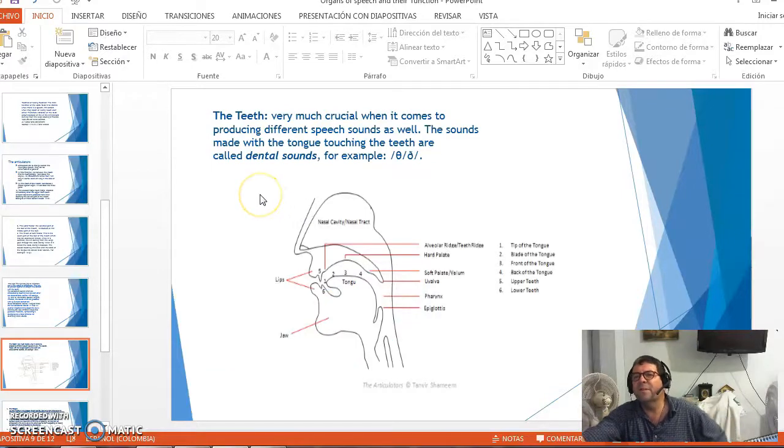The teeth, very much crucial when it comes to producing different speech sounds as well. The sounds made with the tongue touching the teeth are called dental sounds. For example, d.